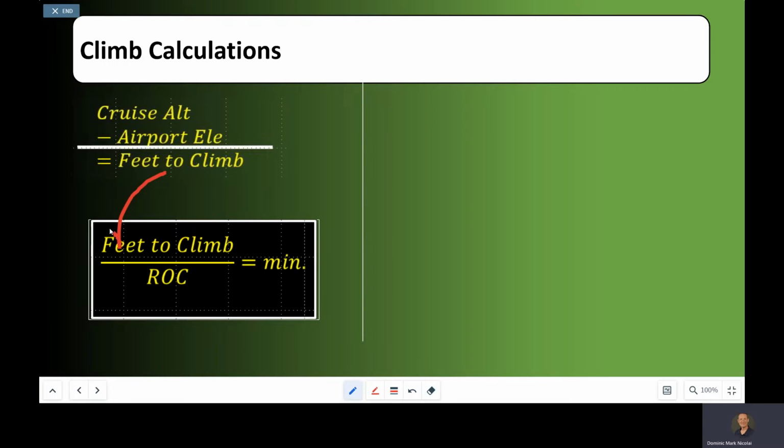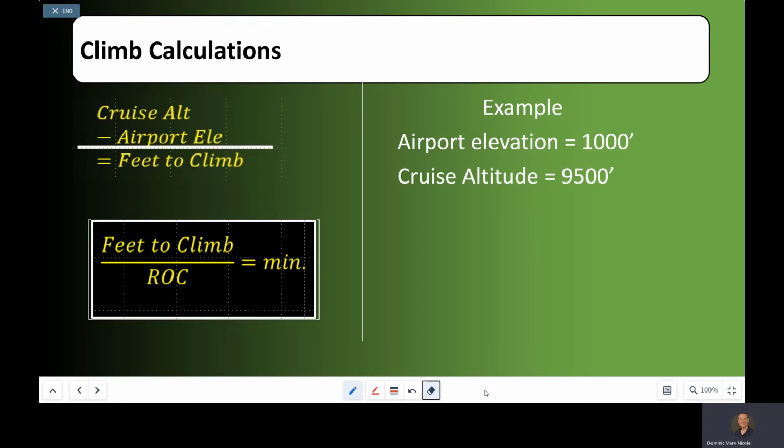So then we take that feet to climb divided by the rate of climb. Very simple, it gives us our minutes to climb. And when you find that number, it's used as the basis for several different problems in the climb category. So just looking at an example here, with an airport at an elevation of 1,000 feet, going up to a cruise altitude of 9,500 feet, and using an average rate of climb of 500 feet per minute. And I'll give you a real easy one today.